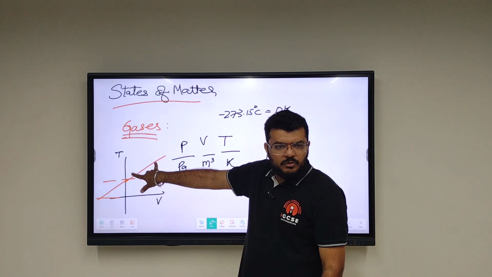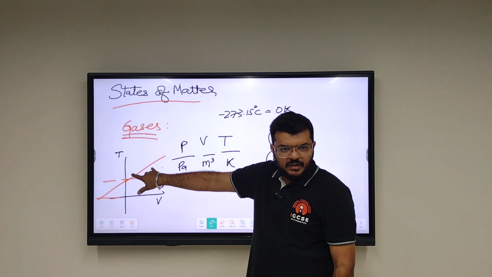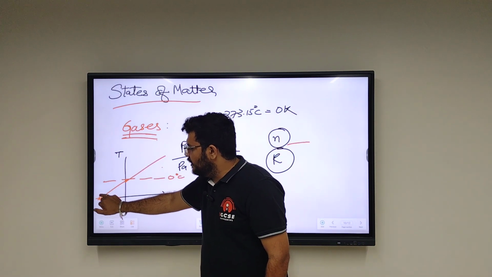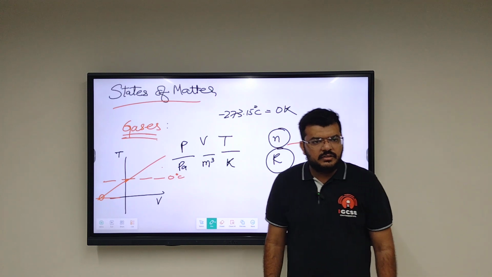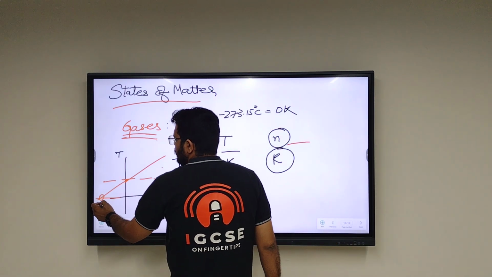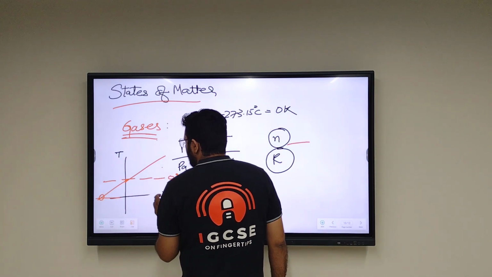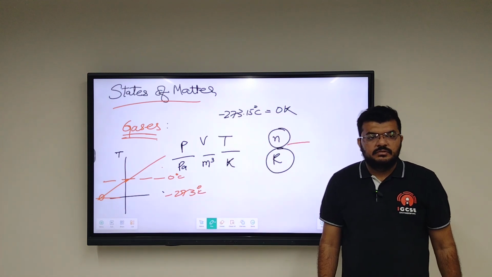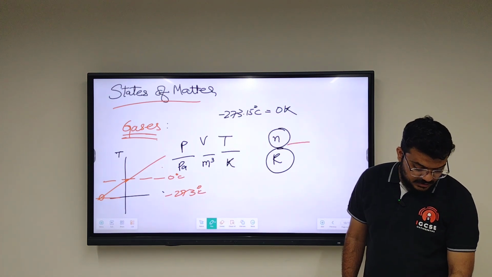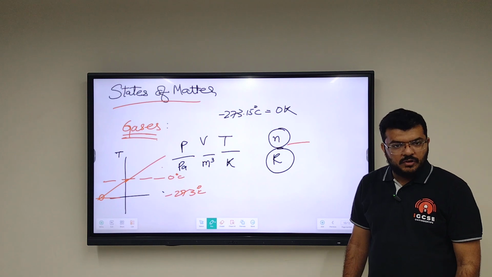For anything, let's say nitrogen, we get this graph fairly linear. You extend it and find out where it has 0 volume. Theoretically, the particles' volume is zero. This happened at a value of minus 273 degrees Celsius. That is 0 Kelvin.